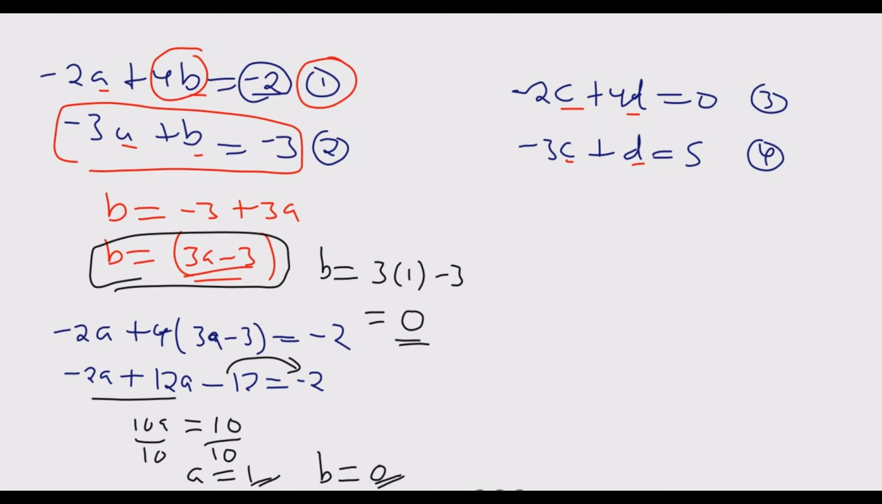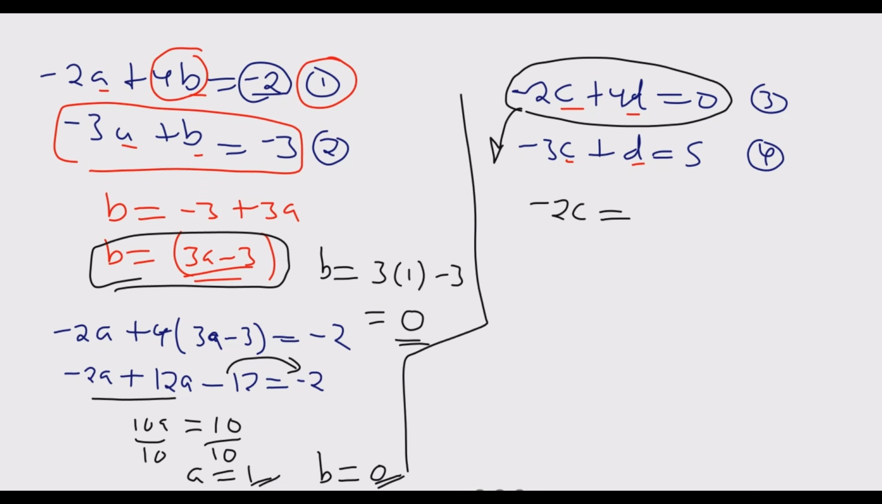So next I need to know the value of C and D. So similarly, we can basically simplify this one. So this one, which is equation 3, will be basically negative 2C equals nothing but 4D, which is a negative. The moment this one crosses the equal sign, it becomes a negative. Then I can divide by negative 2, so C equals basically 2D.